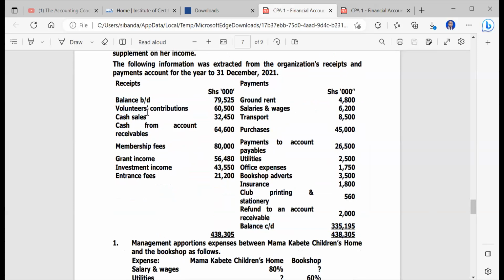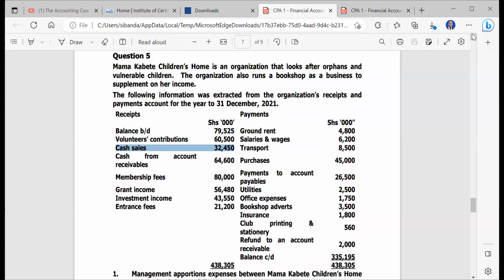Like I told you, the receipt side is money that is coming in. As we can see, we have volunteers' contributions coming through. We have cash sales, cash from accounts receivable, membership fees, grants income, and so on. Now, when you see cash sales, you should be curious to ask yourself, this is a non-for-profit, so are they making sales? It is very common for non-for-profit organizations to get an income generating project.